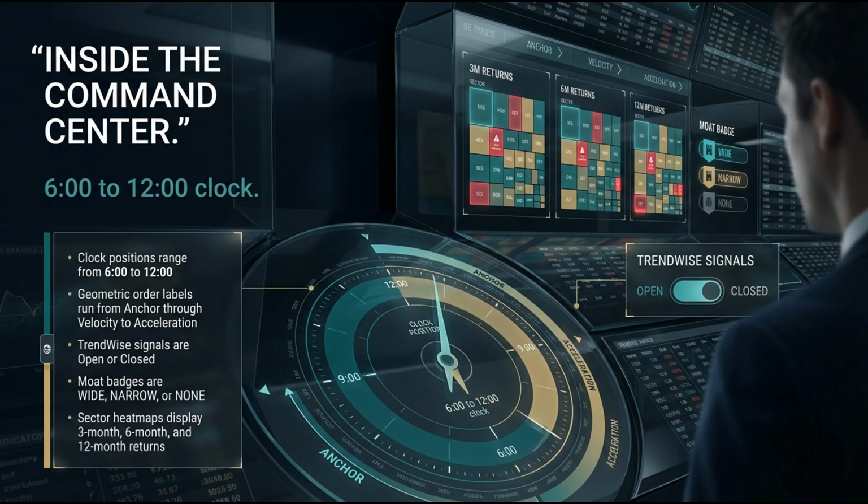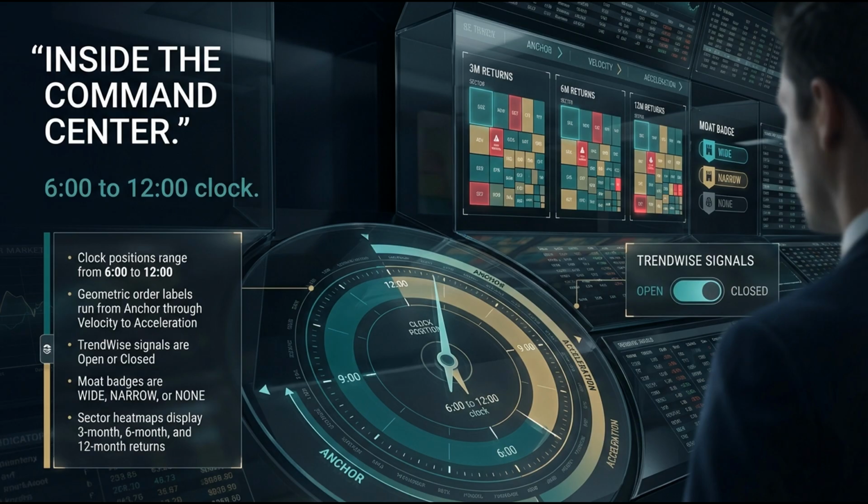We implement a market clock system, mapping cycle positions strictly from 6 o'clock, which is the absolute bottom, to 12 o'clock, the euphoric peak. Right. We assign geometric order labels, categorizing price action explicitly as anchor, velocity, or acceleration. And finally, we track the TrendWise signals clearly delineated as open or closed. The philosophy governing the first discipline of this dashboard is uncompromising.